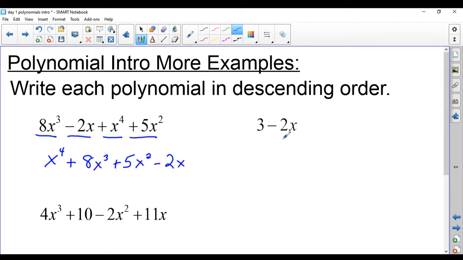I'm all set. In this example, I don't see any exponents, but remember x is x to the first. So this is my leading term right here. And that negative, the minus 2x, when I write that term first, is negative 2x. Then I have the 3, which is positive, so I need to write plus 3.